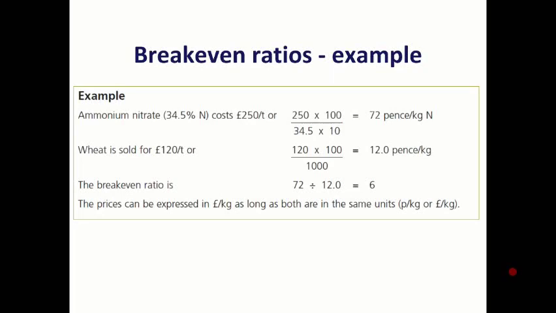That's 250 pounds a ton, which comes out to 72 pence per kilogram of nitrogen, and wheat when it's worth 120 a ton. And if you do that calculation, you'll find you get a break-even ratio of 6, which means that for every additional kilogram of nitrogen that you apply, you'd need to get an additional 6 kilograms of wheat yield to pay for that nitrogen.